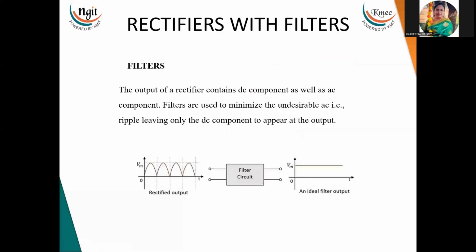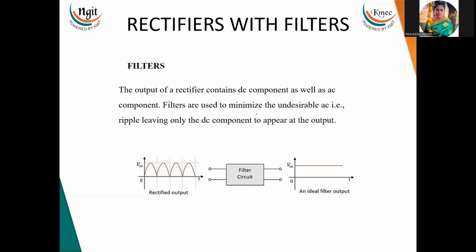In this lecture, we study the rectifiers with filters. In the previous lectures, we studied the rectifiers and different types of rectifiers. In those, we are getting the pulsated DC, meaning the rectifier output consists of some AC component that is called the ripple. To remove this AC component and to get the pure DC at the output, we need the filter circuits.